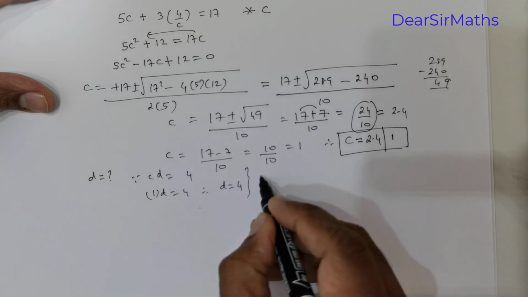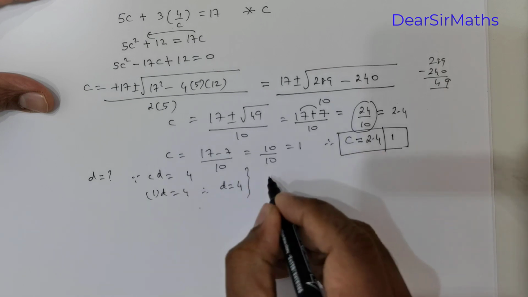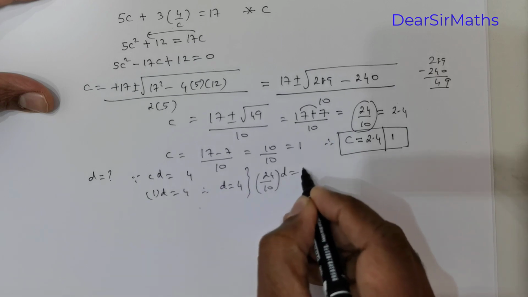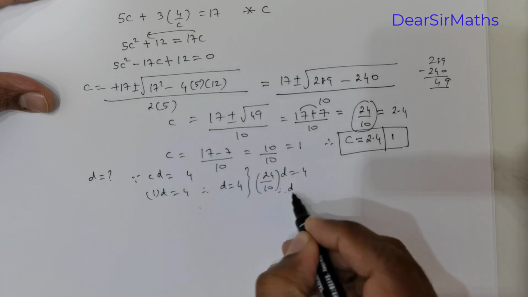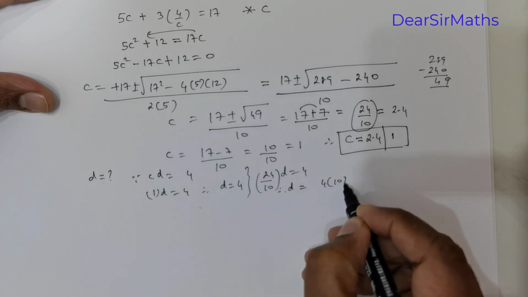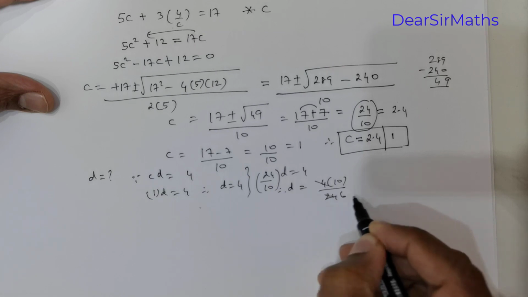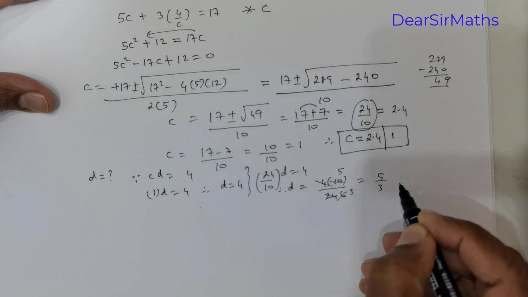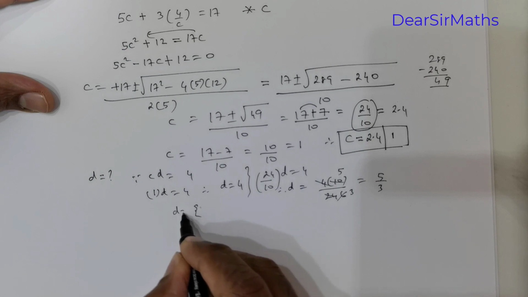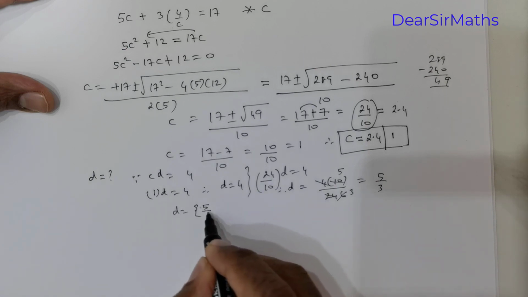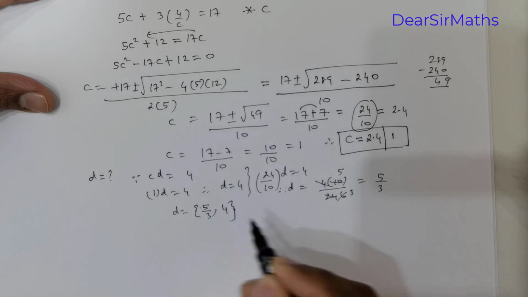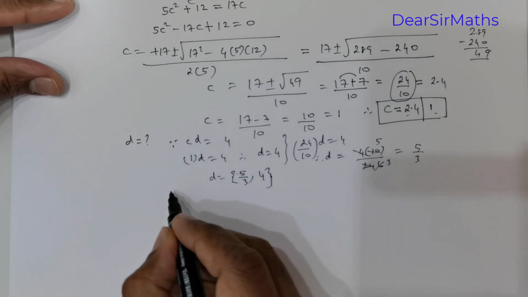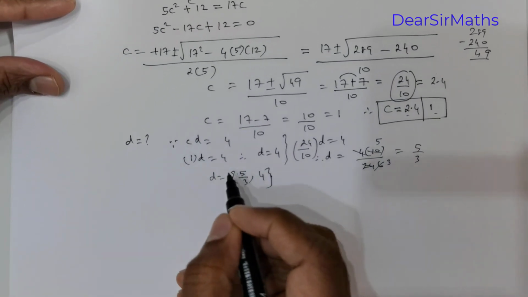So if you were to substitute C to be 24 over 10, this is going to be 24 over 10 times D is equal to 4, and therefore from here D can be rewritten as 4 times 10 divided by 24. 4 divides here 6 times, 2 divides here 5 times, 2 divides here 3 times, so it's 5 over 3. So you got two values for D, which is 5 over 3 or 4, and for C you got two values. Now we are expected to obtain the values for B and for A.